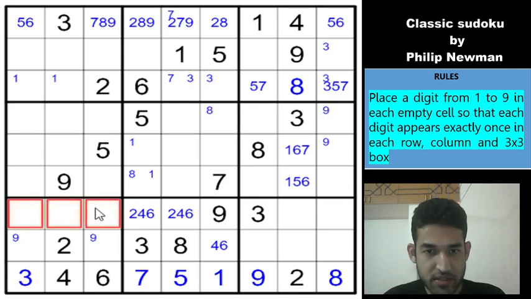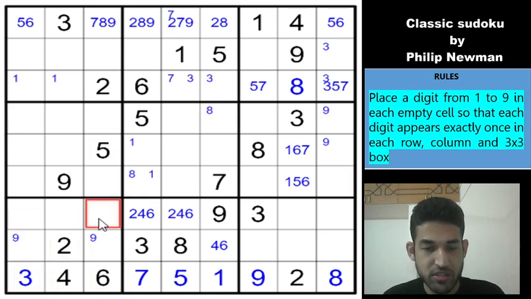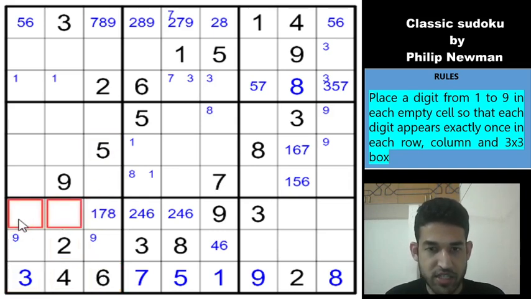So these three cells cannot be 2 3 4 6 9. They must be 1 5 7 8. There is a 5 here. So this must be 1 7 8, and these two cells must be 1 5 7 and 8. Not going to write that for now.